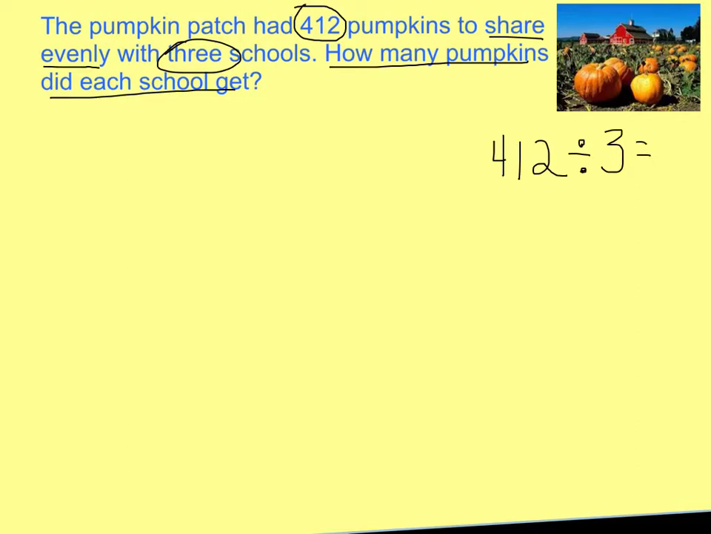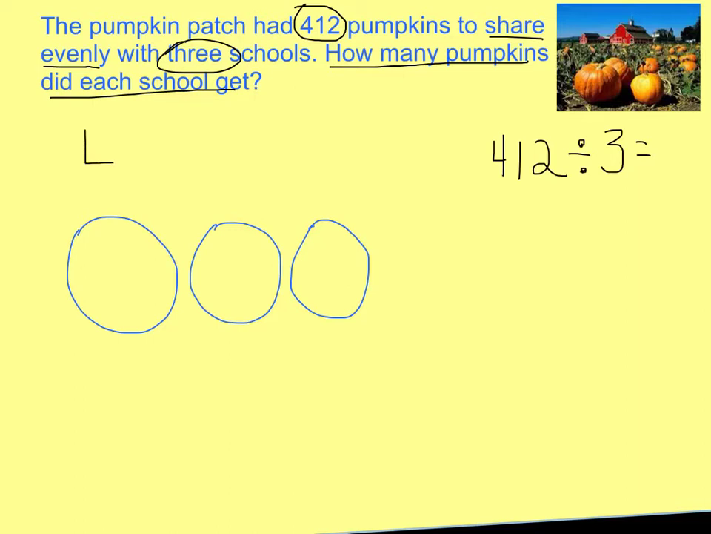So I can draw a model to show my understanding. I'm going to start off by drawing 3 circles, and that'll show 1 school, 2 schools, 3 schools. And now I'm going to draw 412. That 412 I'm going to draw is going to be the base 10 pieces to show 412 in a picture. 100, 200, 300, 400, 1 group of 10, and 2 units. That model shows 412.